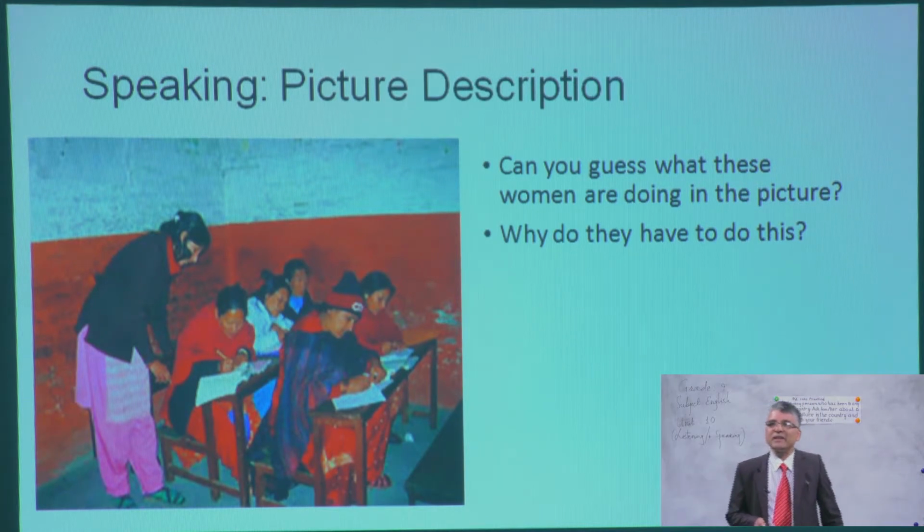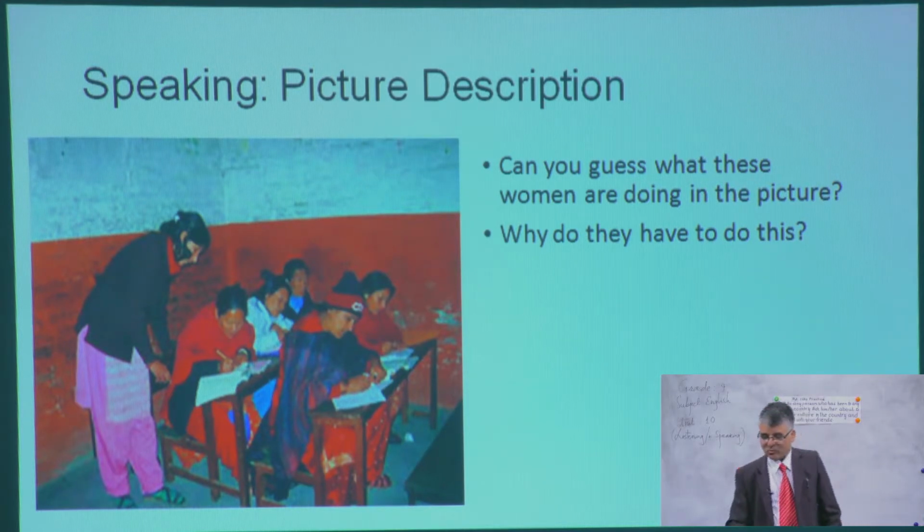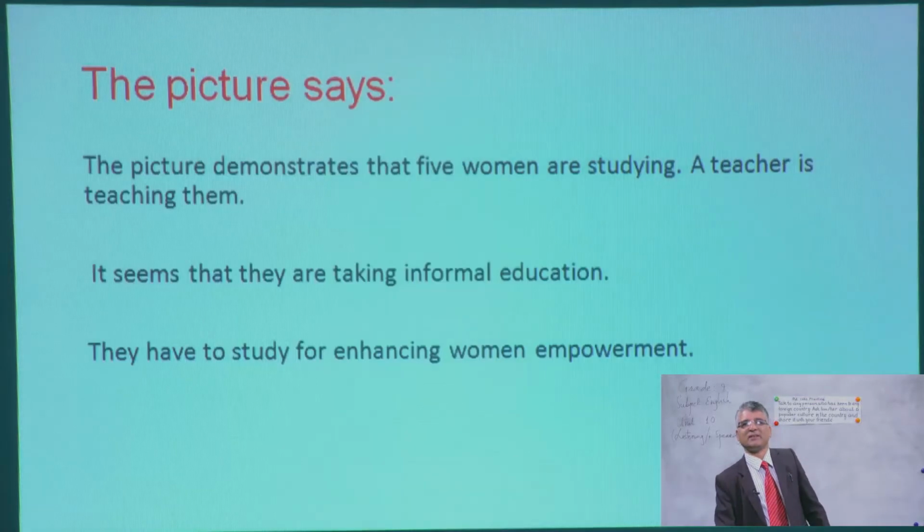So can you guess something more about this picture? Definitely, because these women are learning in an informal situation for enhancing their understanding about the study, about their education. So it is definitely for women empowerment, right? Oh yes, now let's see.